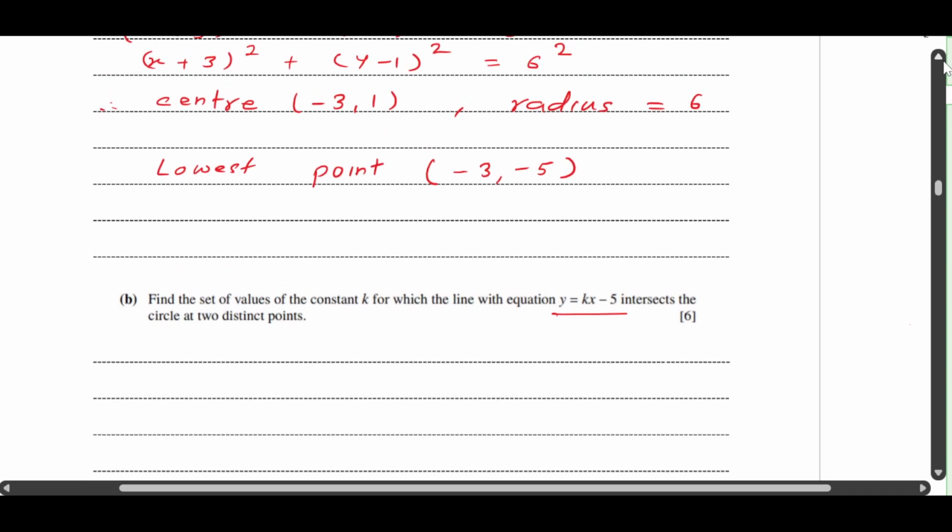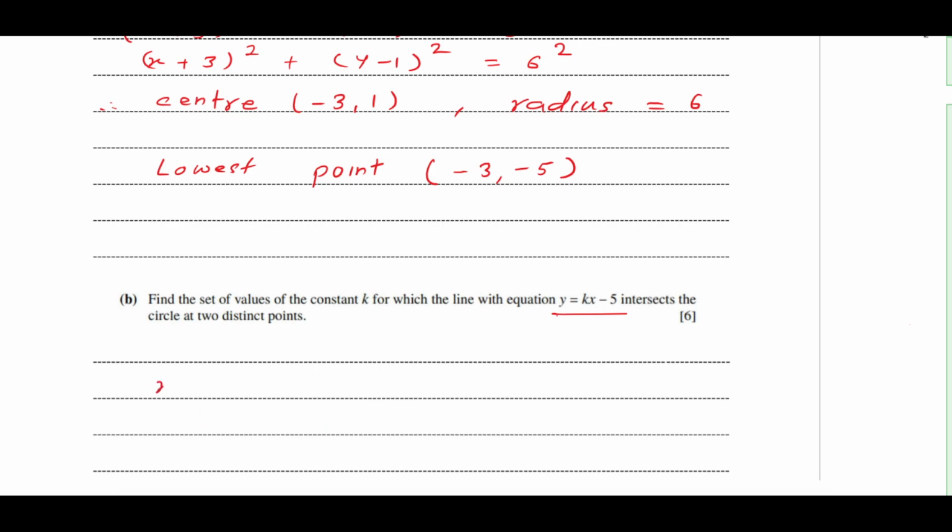Find the constant k for which the line with equation y equals kx minus 5 intersects the circle at two distinct points. So this line and the circle must satisfy each other. The equation of circle which we get over here is x plus 3 the whole square plus y minus 1 the whole square is equal to 6 square. This is our circle.